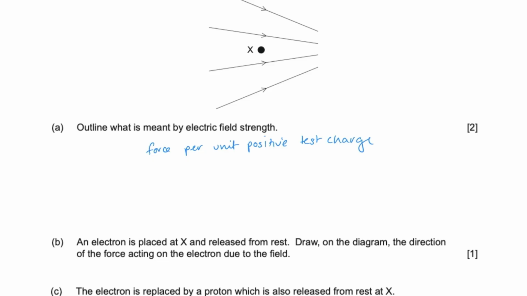B. An electron is placed at X and released from rest. Draw on the diagram the direction of the force acting on the electron due to the field. Okay, well we know that the field lines go in the direction that a positive test charge would take. That tells us that this is a positive side and that is a negative side. If X is an electron, that makes it negative, so it's going to be attracted towards the positive and repelled from the negative. So the electron is going to feel a force to the left in that direction.